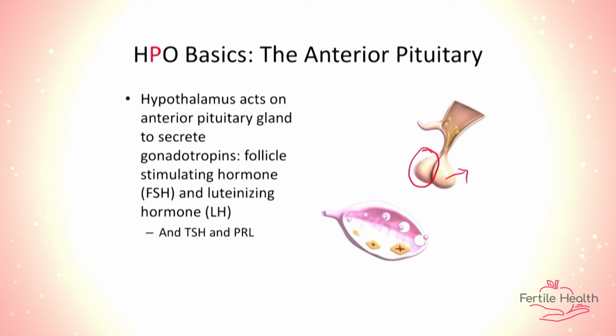The anterior pituitary also secretes hormones called TSH, thyroid-stimulating hormone, and PRL, or prolactin, in response. And two of these hormones that we are going to talk about at the end of the talk, if they are overly or underly secreted, can also affect pituitary gland production of the gonadotropins and affect menstrual cycle regularity.